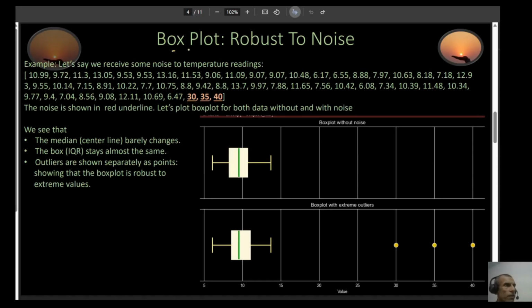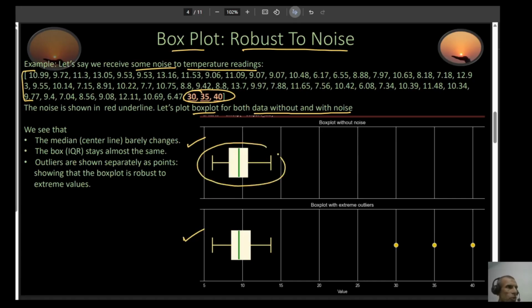So box plots, they are robust to noise. Let's understand this through an example. Let's say we receive some noise to our temperature reading. This is my temperature reading and this is my noise right here. Let's plot box plot for both the data without and with the noise. So I do my box plot without noise and then I do it with noise. And as you can see, the shape of your box plot is almost identical. Look at that. It's almost the same.